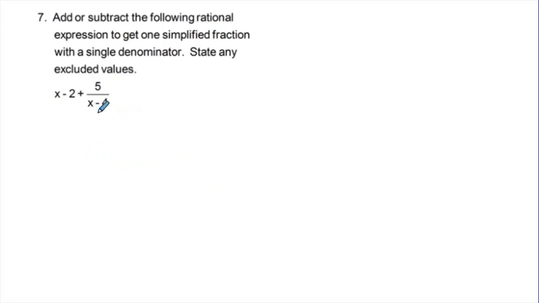Next, 7. Add or subtract the following rational expression to get one simplified fraction with a single denominator. State any excluded values. Well, if we look at these, we have x minus 2 over... plus 5 over quantity x minus 4. So our common denominator for this, and you can think of this as x over 1 minus 2 over 1, if you multiply the denominators together, you're going to get a denominator x minus 4. So what we're going to do is take this x, and what do we have to multiply the denominator by to get x minus 4? It's just going to be x minus 4. But if we did that in the denominator, we have to likewise do that in the numerator.